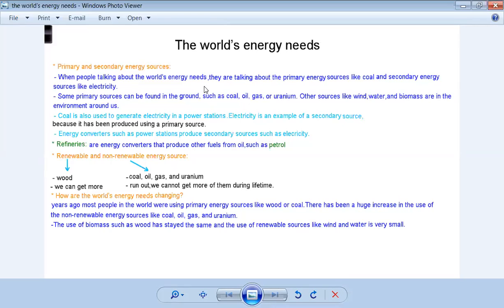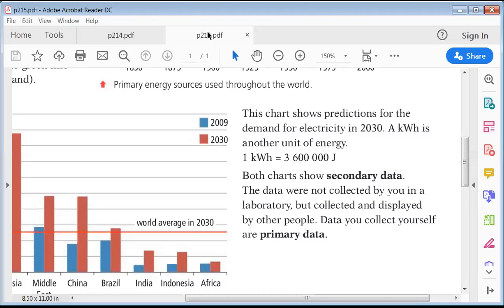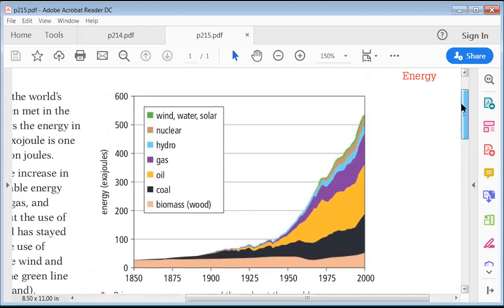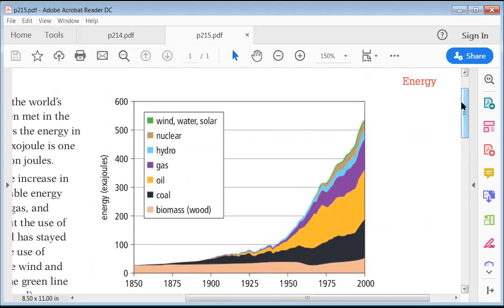Here we have a chart in the book. Oil is the most used. Look at this chart, okay? Here we have the green: wind, water, and solar, which is the sun's energy. We have nuclear energy, which is the uranium underground. We have hydro, which comes from water. We have gas, oil, coal, and biomass wood, each with a color.